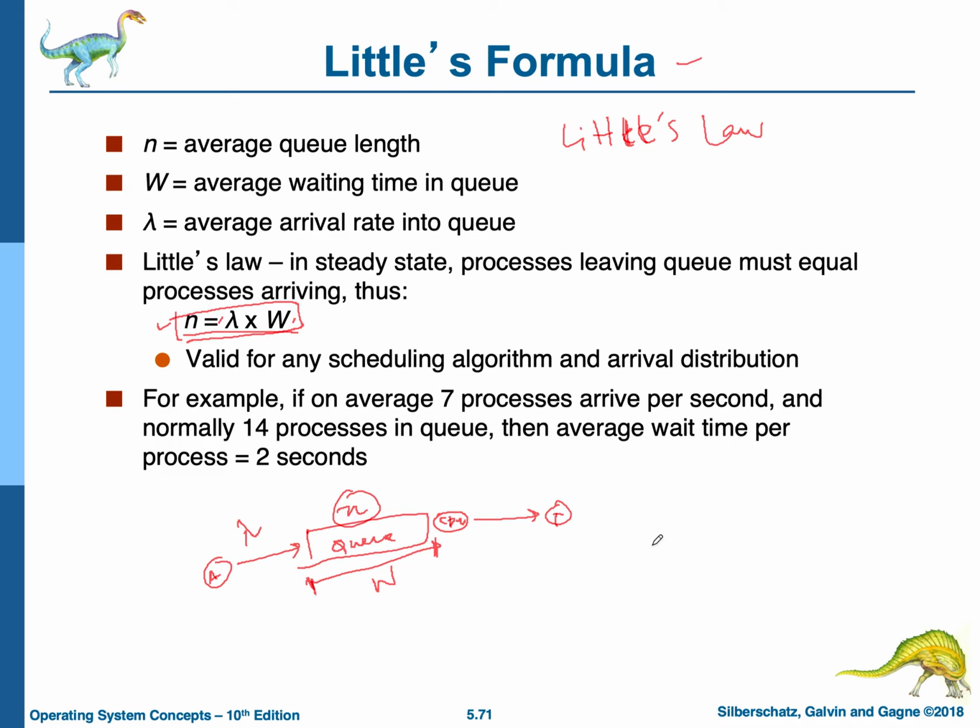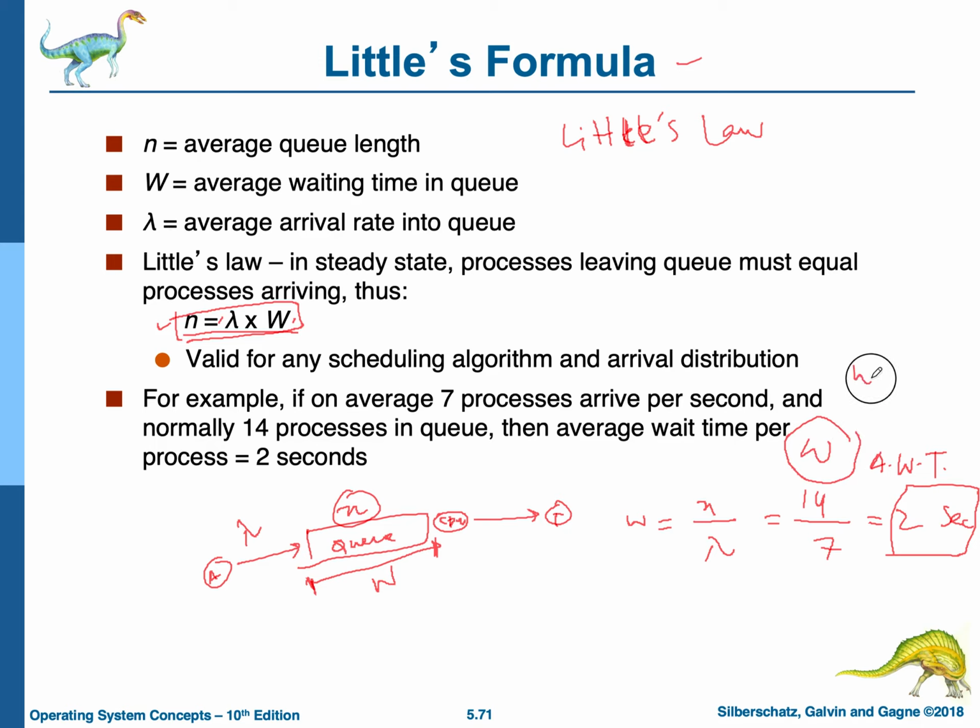While if you need to know how much wait is required, how long a job waits in the queue, then you compute w equals n by lambda. For example, if you have 14 jobs in the queue and the arrival frequency is 7, then 2 seconds is the average wait time. This is also represented with W.